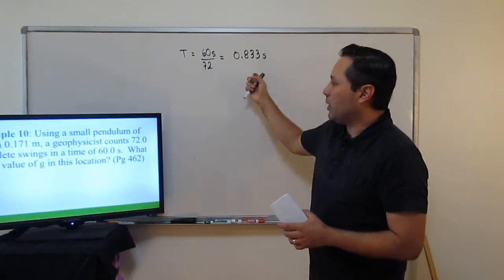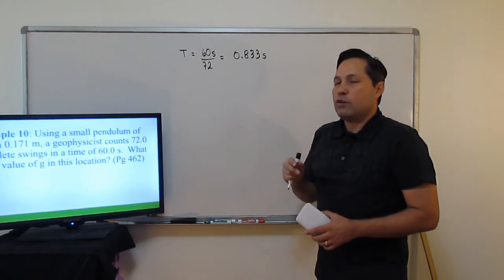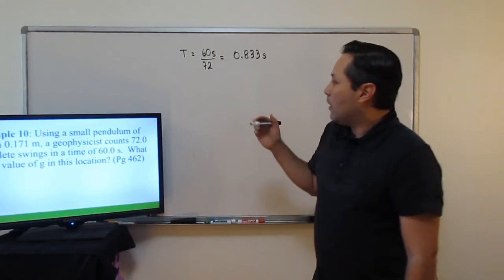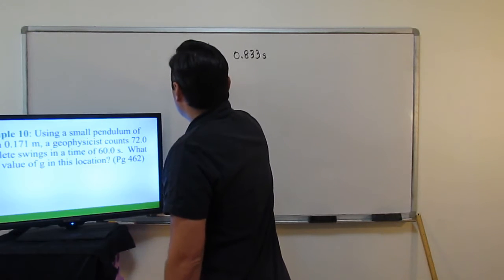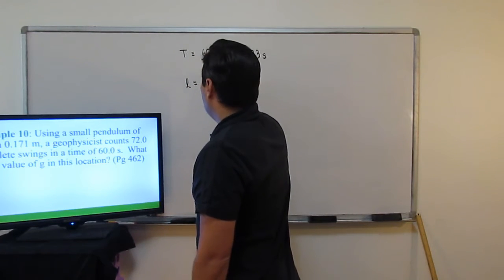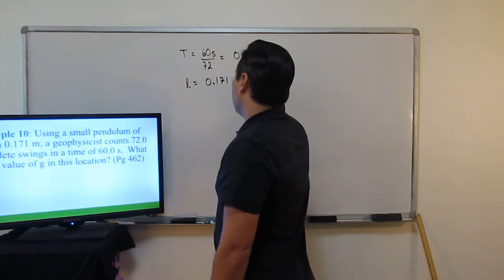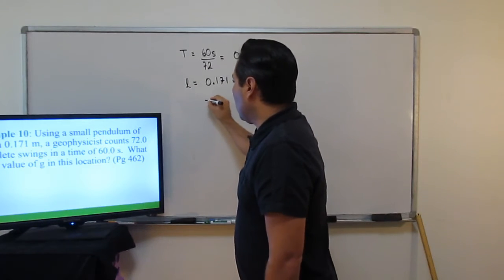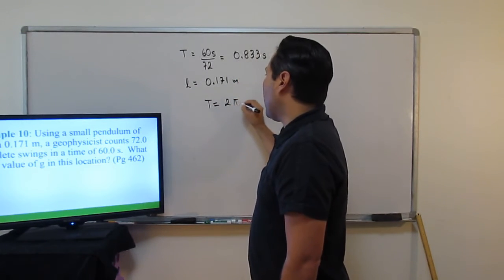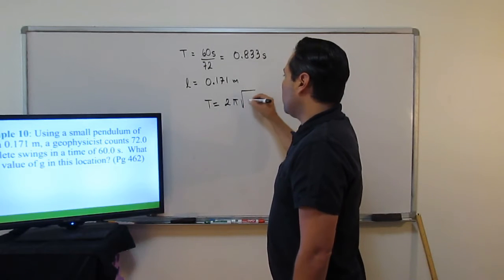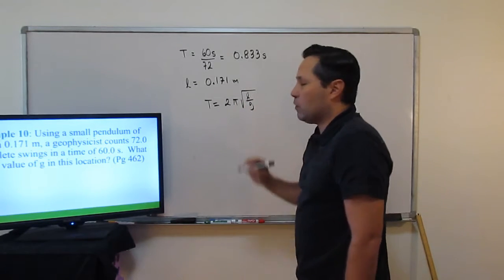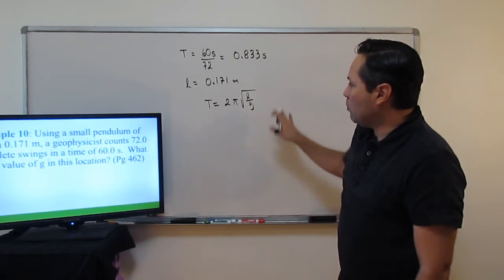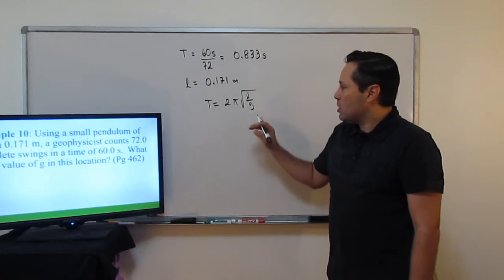So now that we have our period, let's go ahead and figure out G. Length, by the way, is 0.171 meters. Here's going to be our formula: period is equal to 2 pi multiplied times the square root of L over G. So we're looking for G here, so I'm going to move stuff around. I want to isolate the G.